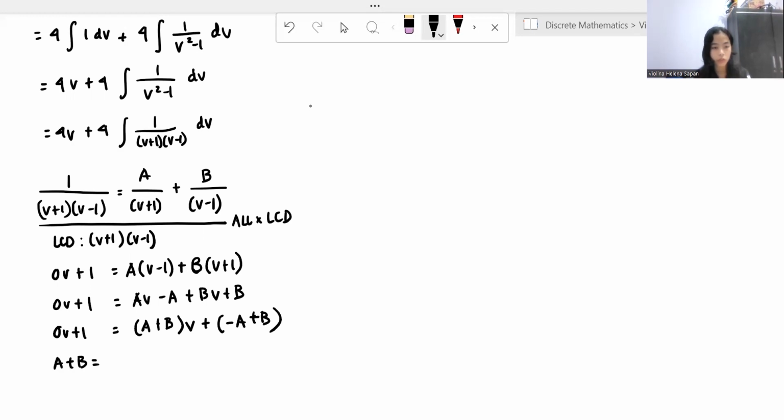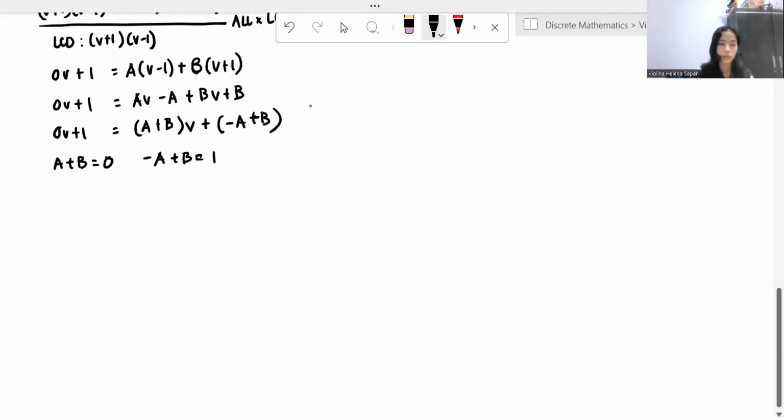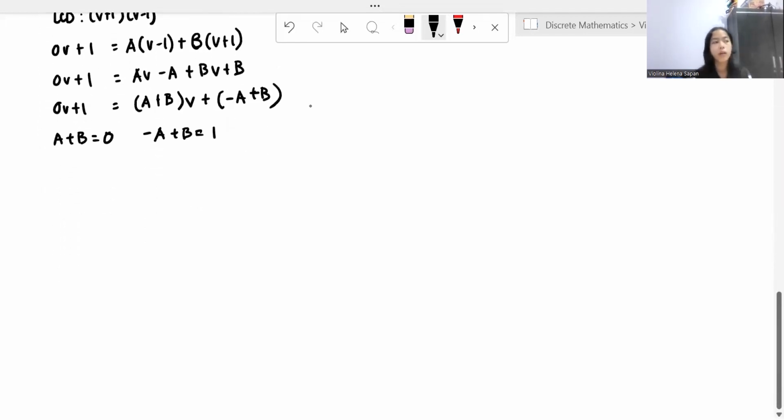A plus b equals 0. And I want to make the constant the same on both sides as well. So I can make this equation equal to 1. Okay. And we can use the standard algebra to calculate the a and the b.